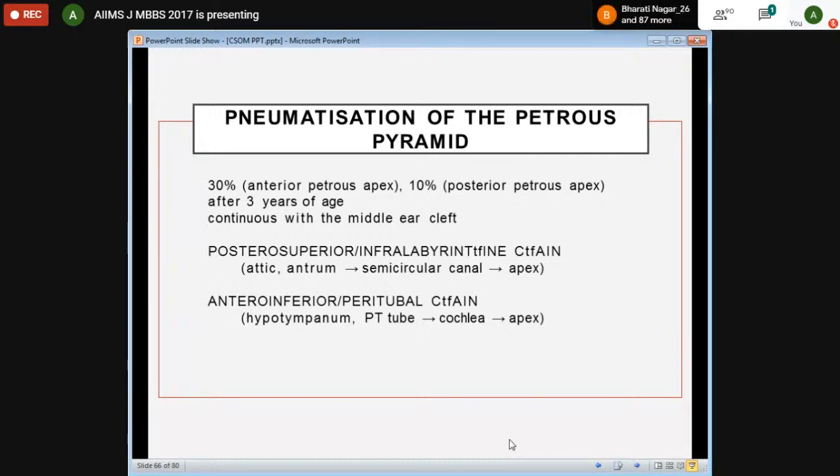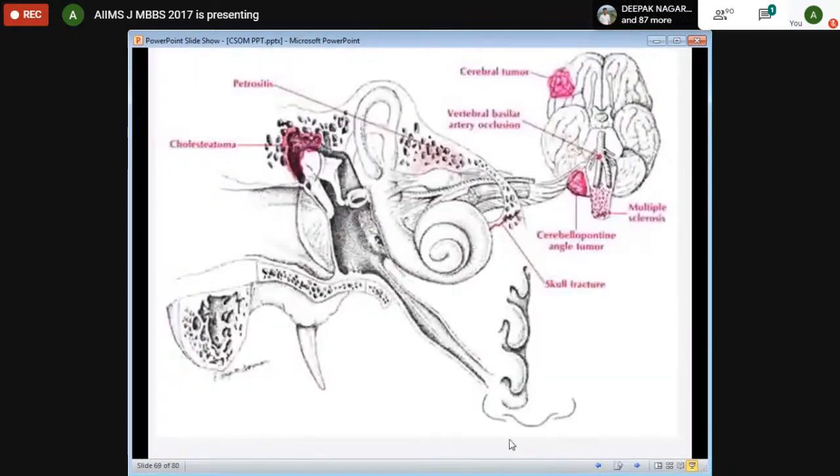Suppose there are two tracts that go from the middle ear to the petrous region. First is the postero-superior infralabyrinthine. I know it is difficult to understand, I can show it with pictures. As we can see, this is the middle ear. This is the petrous region. All the petrous air cells are present here.